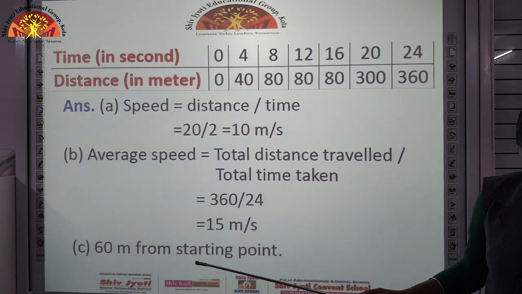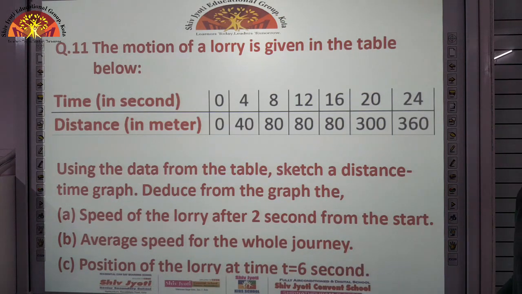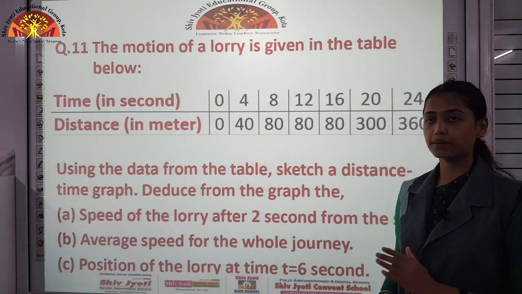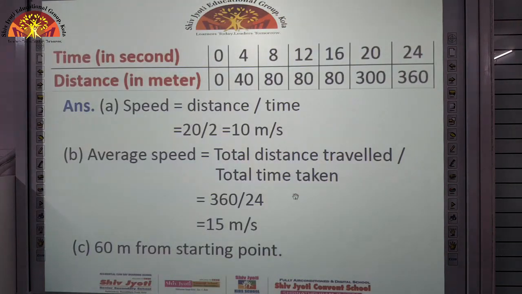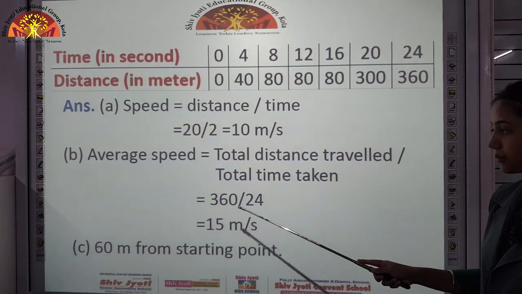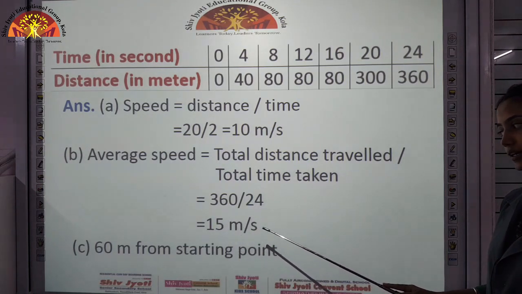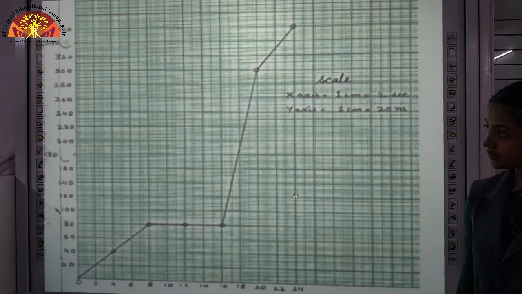Then you have to calculate average speed for the whole journey. For the whole journey average speed, that means total distance divided by total time taken. So you have to check for these two values, the last values. Total distance travelled is 360 meter and total time taken is 24 seconds. So put these values in the formula. 360 divided by 24, that will be 15 meter per second. So average speed of the lorry is 15 meter per second.